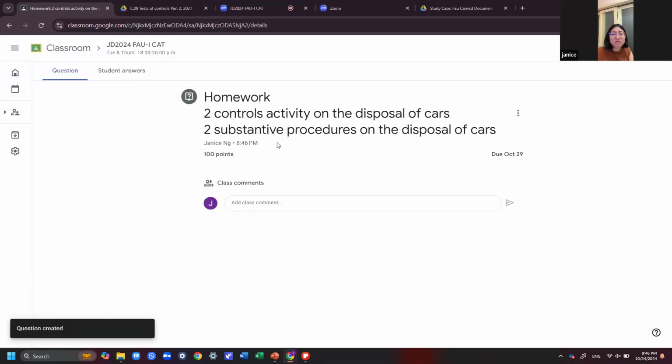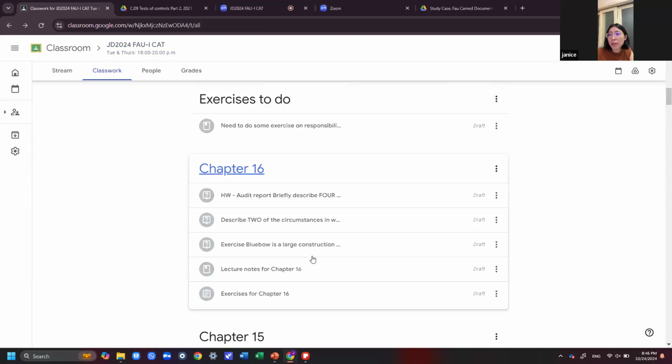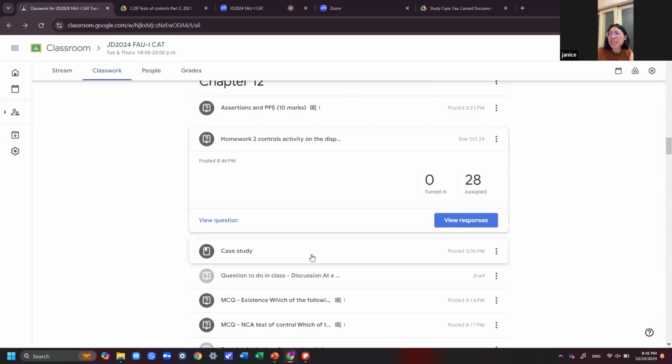So very, very easy, all right? Two control activities on the disposal of cars and two substantive procedures on the disposal of cars. How should we do that? And I would like you guys to help me write it, okay?